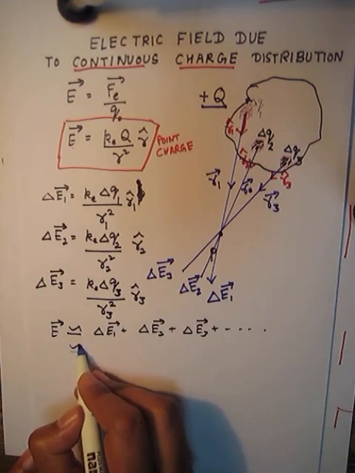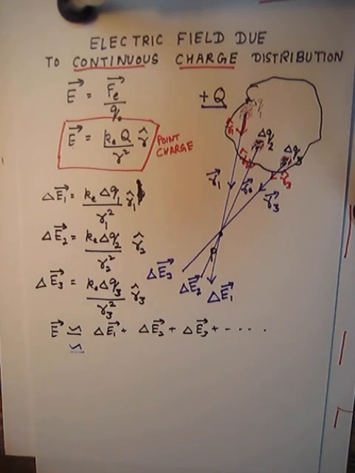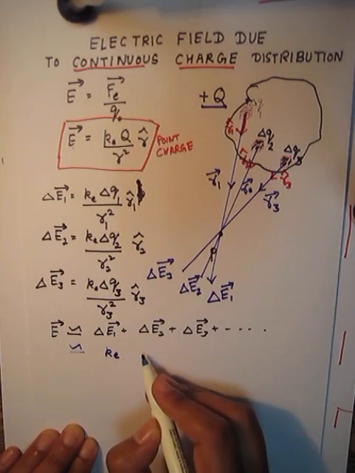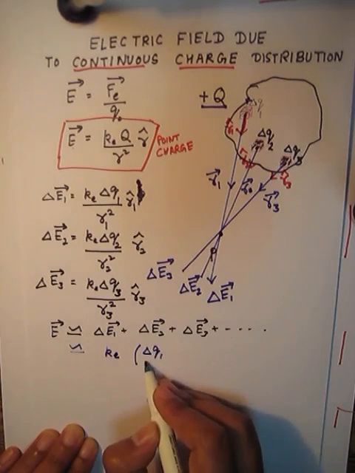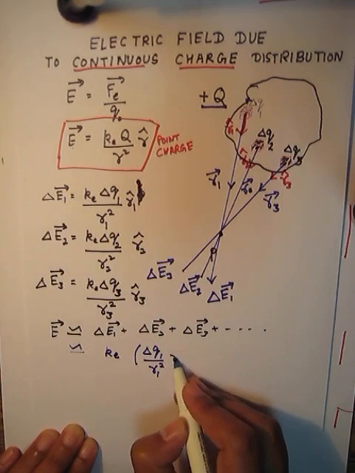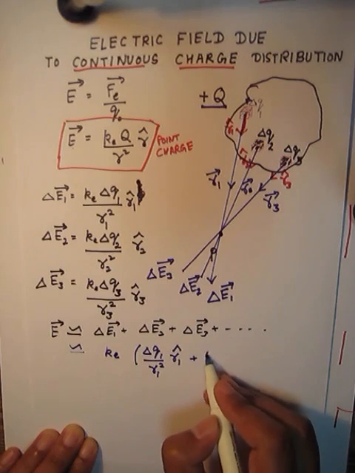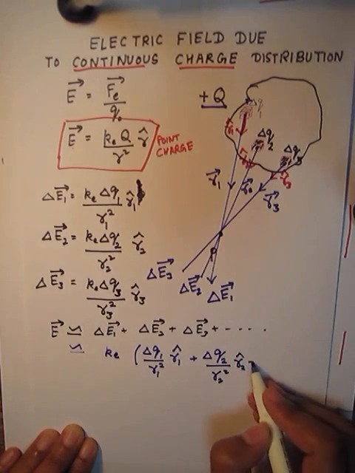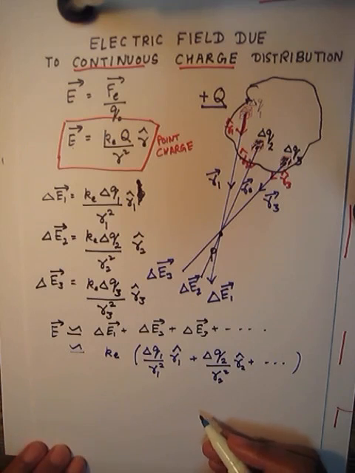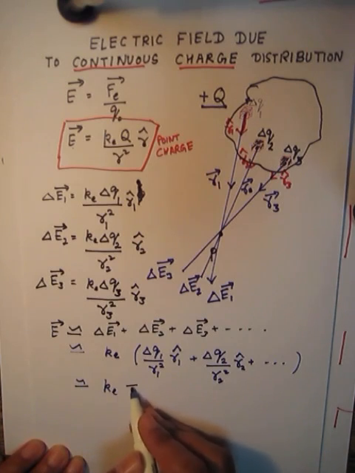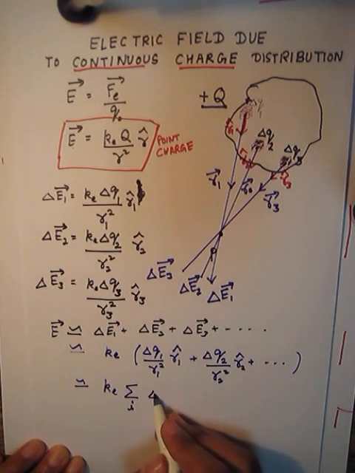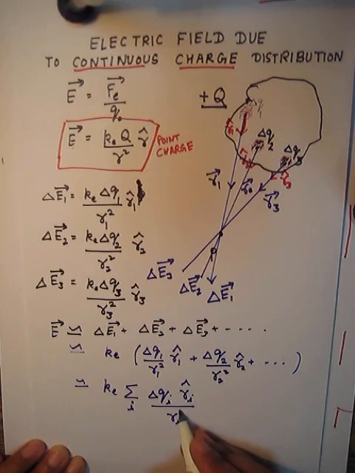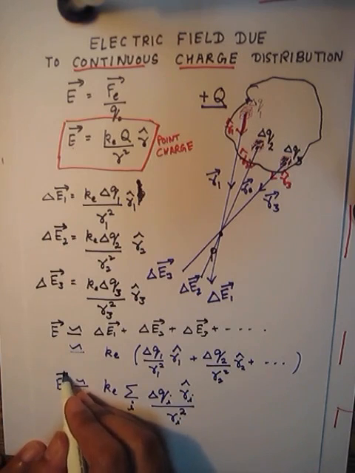So then the total electric field will be approximately equal to, let us put the values, Ke delta Q1 upon R1 square R1 unit vector plus delta Q2 upon R2 square R2 unit vector, and so on. We can also write it as Ke, and it is a summation of I number of parts, delta Qi Ri unit vector divided by Ri squared. So this will be the electric field approximately.